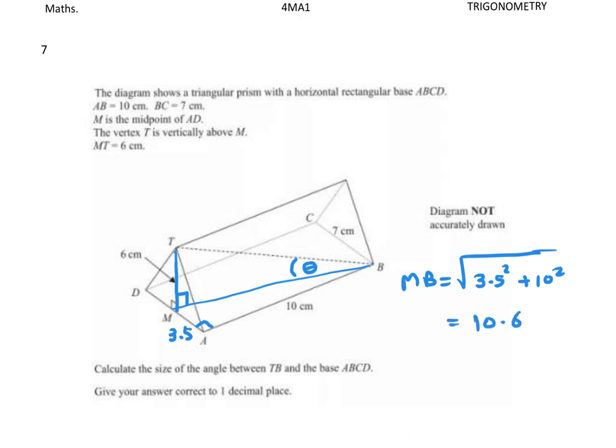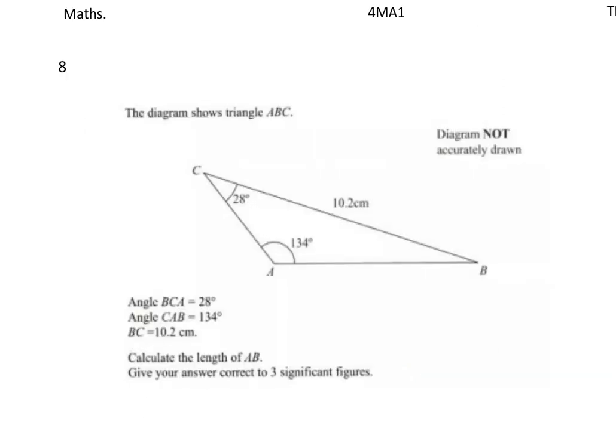To find the angle theta, we have the opposite 6 and the adjacent 10.6. So we can find theta using tan. So tan inverse of the opposite, which is 6, over the adjacent, which is 10.6. So the angle will be, to 3 significant figures, 29.5.